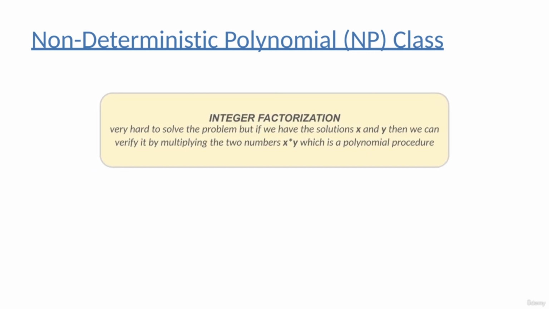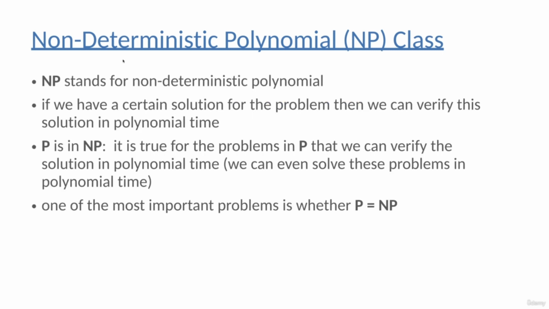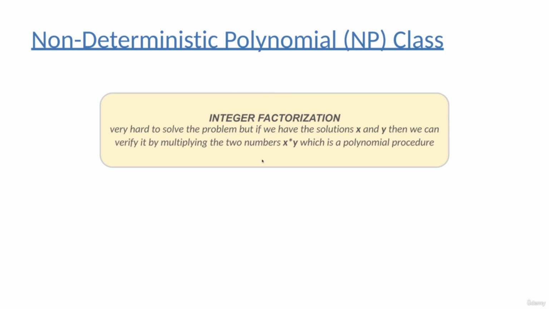For example, integer factorization. If we want to calculate the prime factors or the integer factors of a given large integer, it is an exponentially hard problem to solve. So it is very hard to solve the problem, but if we have the solution x and y, then we can verify it by multiplying the two numbers, x multiplied by y, which is of course a fast operation. So this is what we have been talking about a few minutes earlier, the definition of NP problems: finding the solution for the problem is extremely hard, but if we have a solution, then it is extremely fast to verify it.